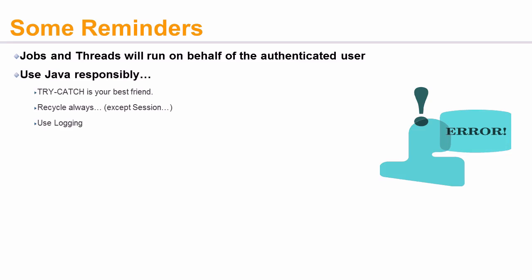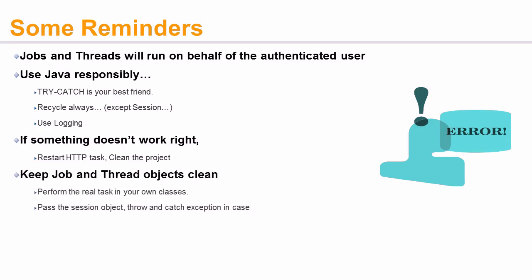As always, use Java responsibly. Try catch is always your best friend. Recycle always, except the session, of course, and use logging. If something doesn't work right in the development environment, restart your HTTP task and clean your project. One more reminder is to keep your threads and job objects clean. I mean, do the real work in your own classes, because we have seen that the thread's starting or running method might change from version to version. And always perform harsh tests before production.